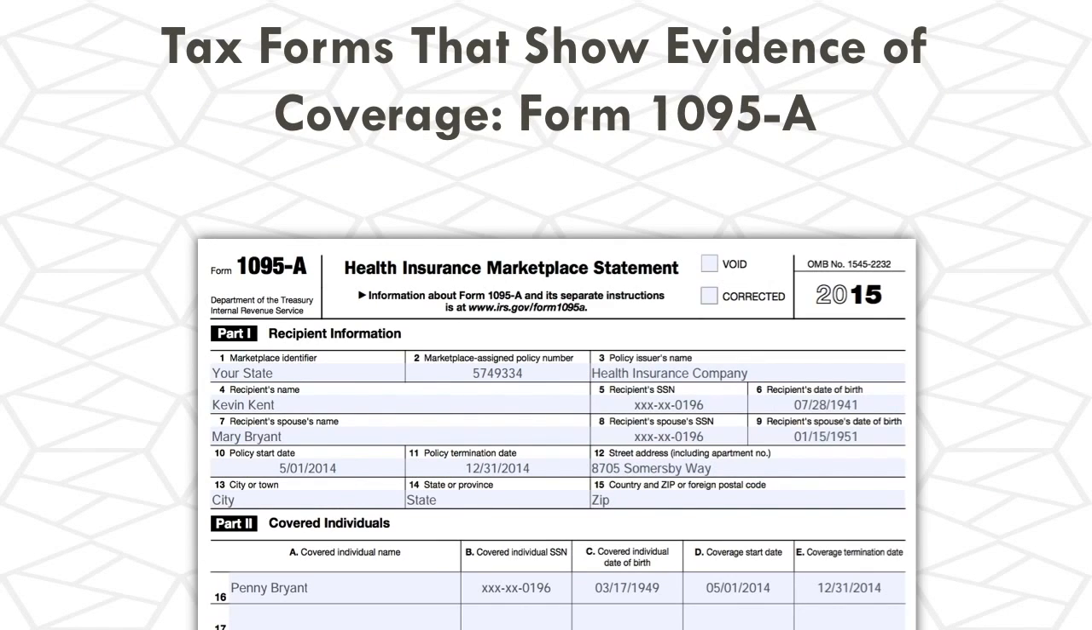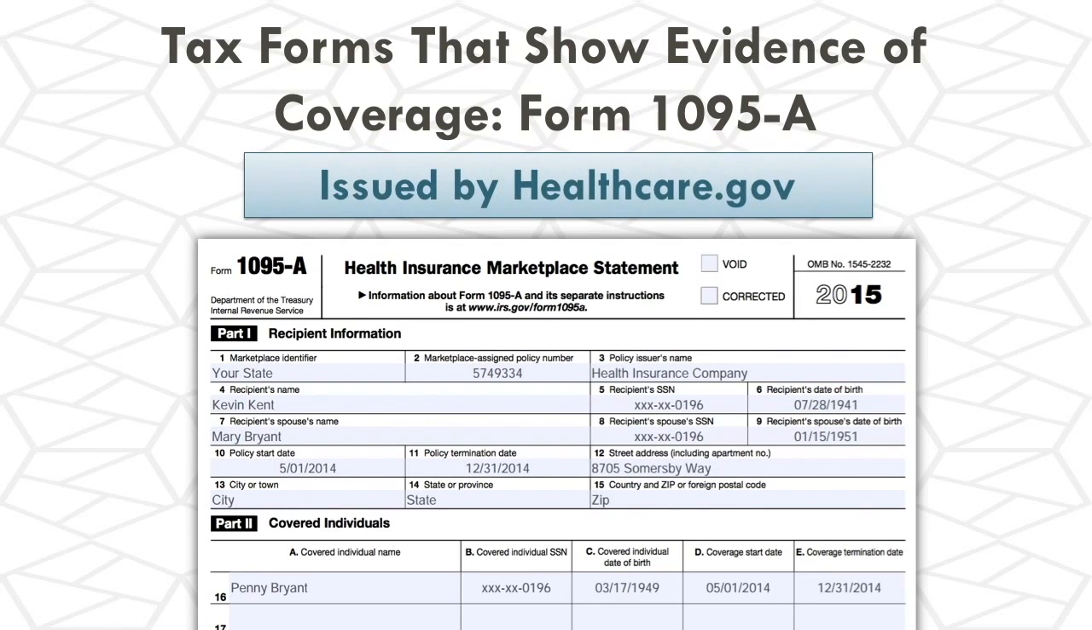We have some brand new forms that you've never seen, however. We have the Form 1095-A, which is a health insurance marketplace statement. This is going to be issued by healthcare.gov. Now, we're going to discuss this form in more detail when we start talking about the premium tax credit. But just so you know, every taxpayer who purchased health insurance from healthcare.gov is going to receive this Form 1095-A.